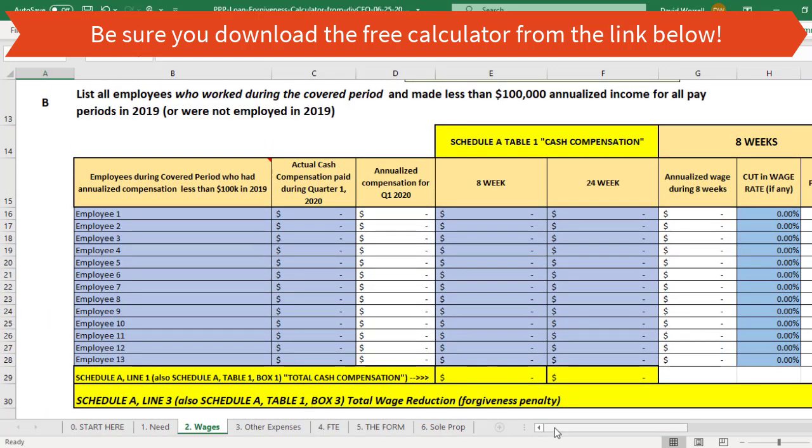So even though this looks a little daunting, keep in mind that your payroll report is going to be very similar. You'll put each employee's name, you'll enter the amount of cash compensation you paid them during the first quarter of this year, that's before the COVID loans, and then you'll write down how much you paid them during either the 8-week or the 24-week period. So all through the workbook here, you'll be able to compare both 8-week and 24-week results. You don't have to enter data into both the 8-week and the 24-week column. But if you do, it'll show you how you come out in either case.